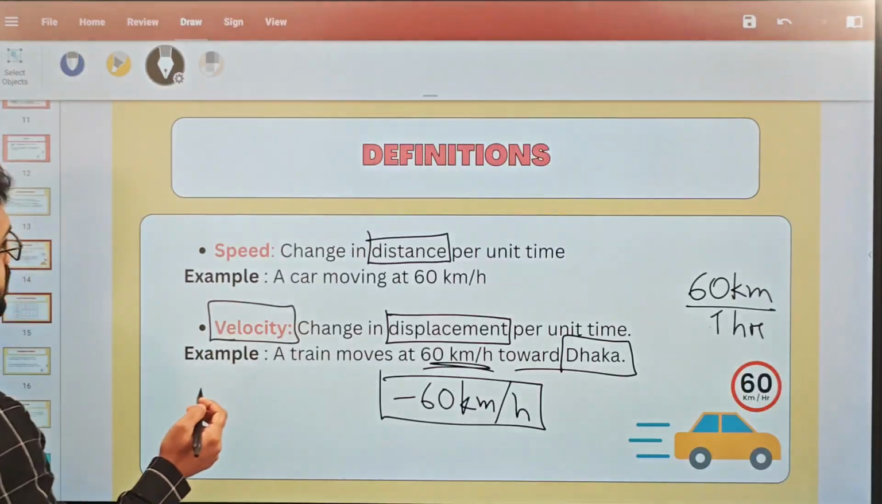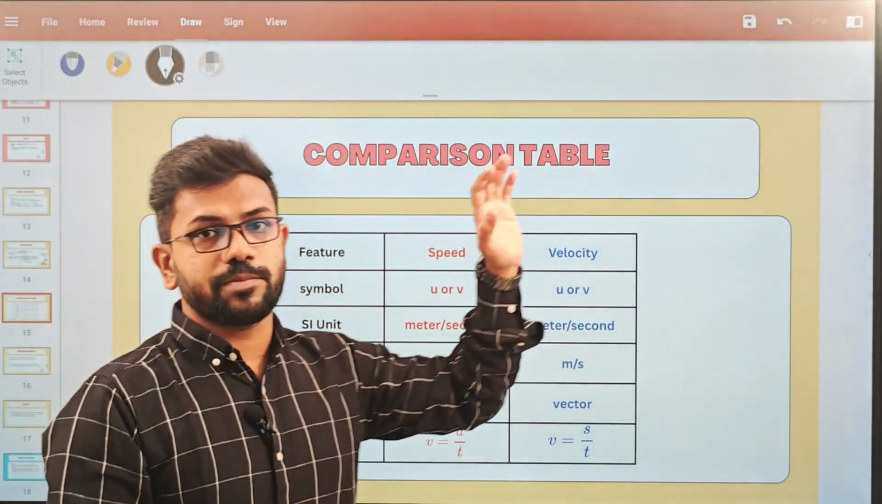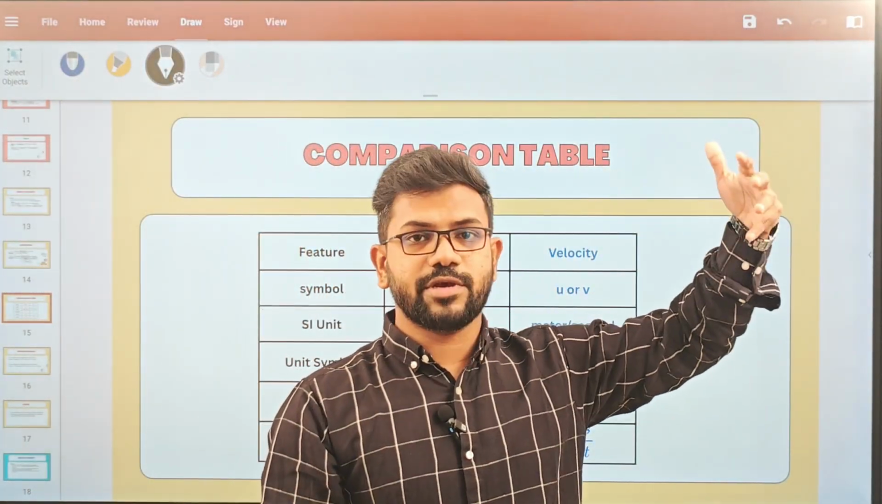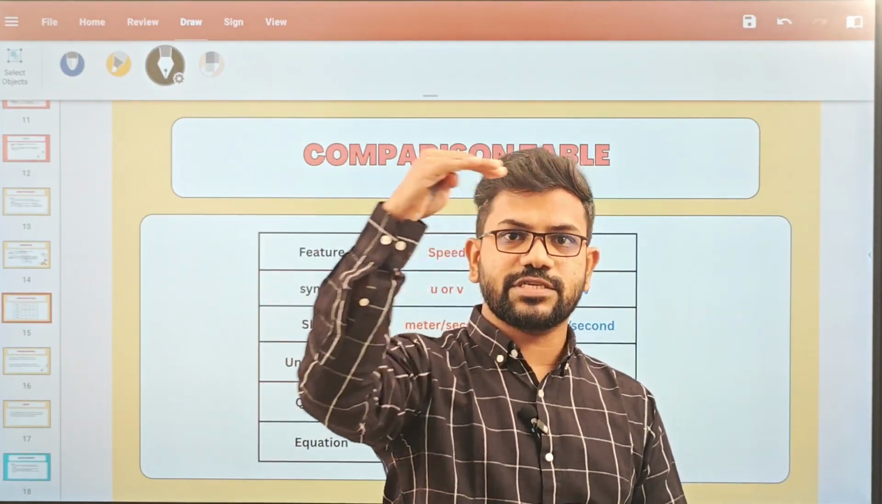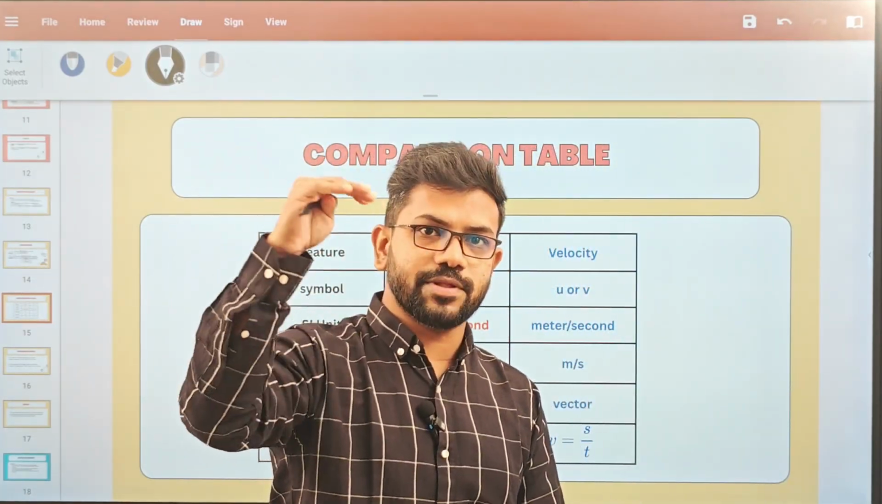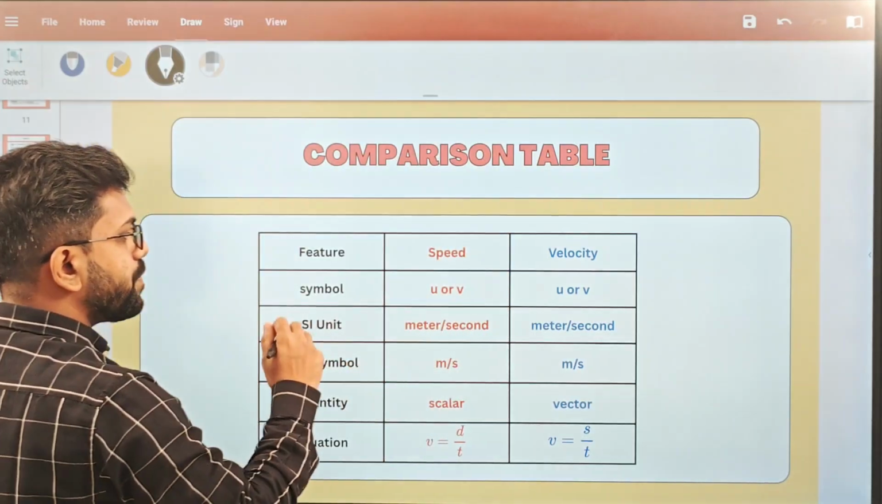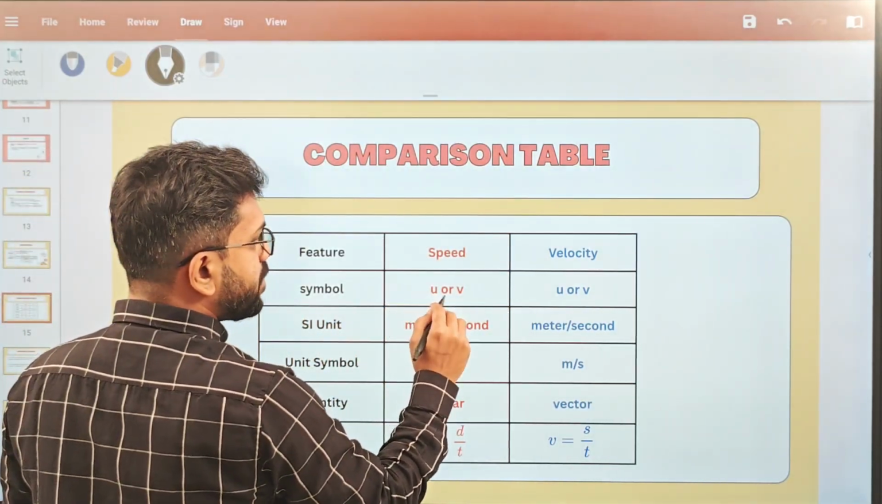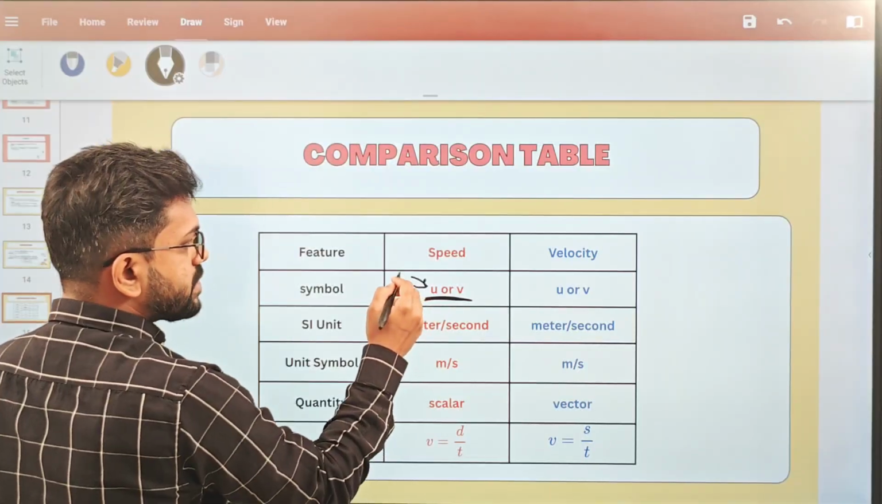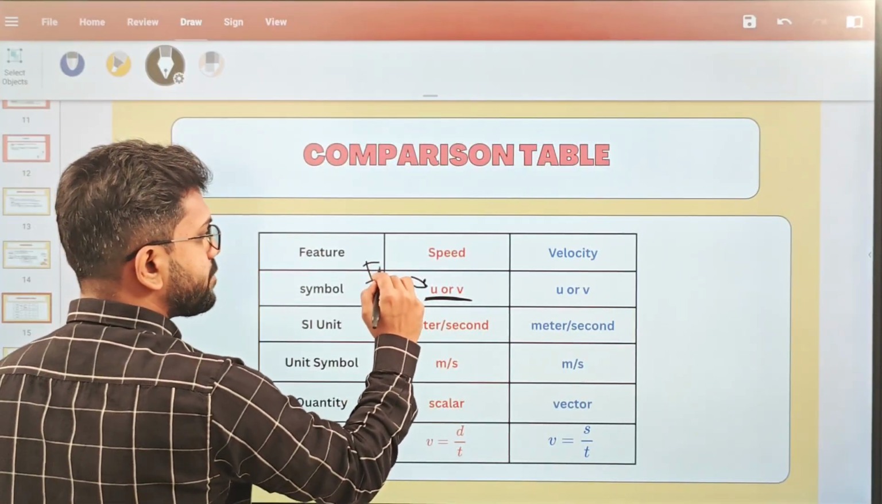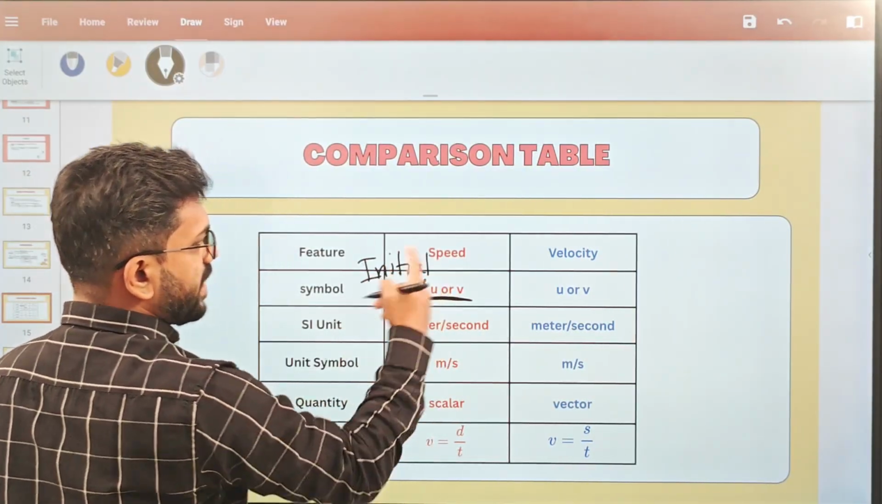All right, let's have a look at a comparison table to compare speed and velocity. Many a time you'll be asked to write the differences between speed and velocity. So you'll have to write definition, unit, symbol, equation, all of this. The symbol of speed can be of two kinds, u or v. u is used for initial velocity. Initial means in the starting.